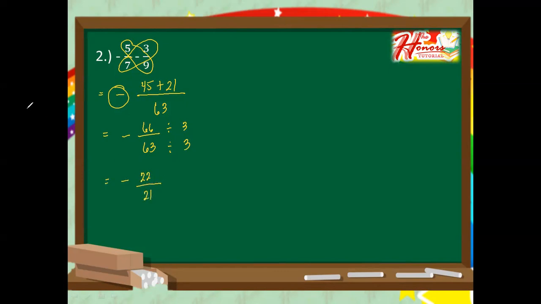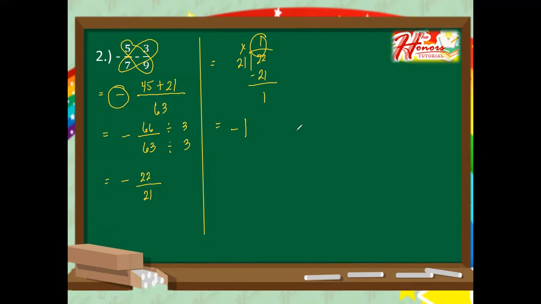Is this the final answer? No, it's not. It is because 22 over 21 is an improper fraction, so therefore you should change this into a mixed number. Please set aside the negative sign. So we have here 22 divided by 21, so that's 1. 1 times 21 is 21. 22 minus 21 is 1. So please copy the negative sign now, and then please have the quotient, which is 1.